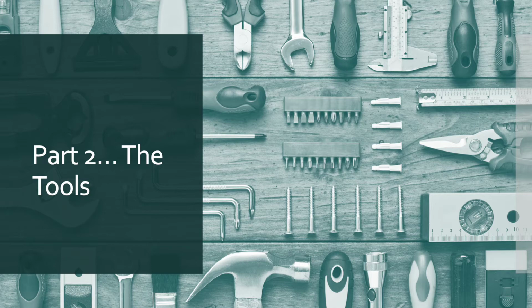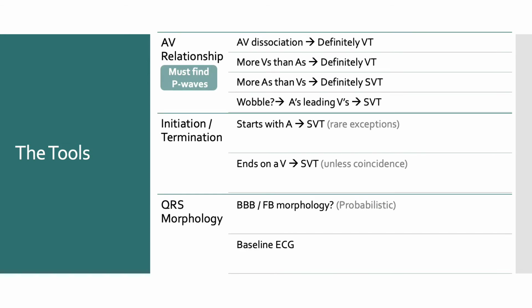So what tools are available to us? There are 3 main tools that we can use. The first tool and the best tool is the AV relationship. However, to use this you must find the P waves. The second tool is the initiation and termination. However, this is often not available to us if we're given the middle of the tachycardia. And lastly, there's QRS morphology, which is probably the worst of the 3 because it's largely probabilistic: how confident are you that the QRS morphology matches a bundle branch block.